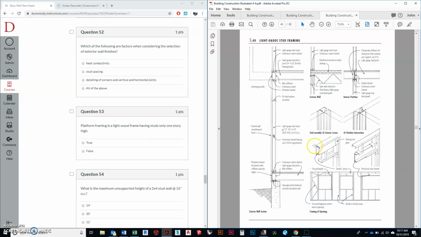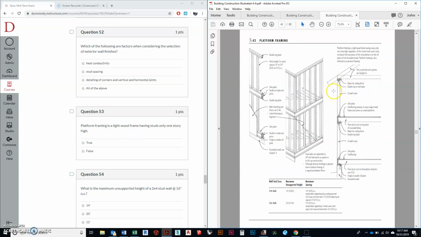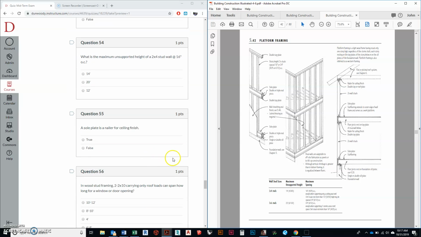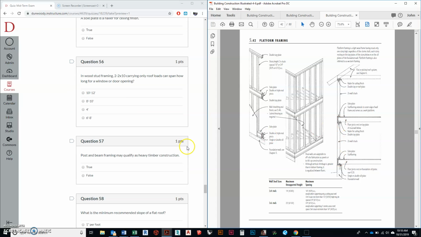Platform framing is a light wood framing having studs only 1 story high. So let's look at, there's balloon framing, there's platform framing, only 1 story high, true. What is the maximum unsupported height of a 2x4 wall at 16 inches on center? Right down here in this little table, that'll tell you that. Sole plate is a nailer for ceiling finish. Look over here in this little section, you can see a sole plate. That is not a nailer for ceiling finish. It's very much the opposite of that. That's going to be false.